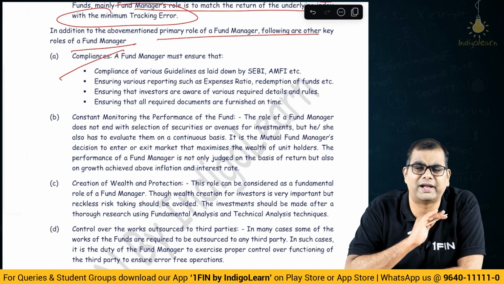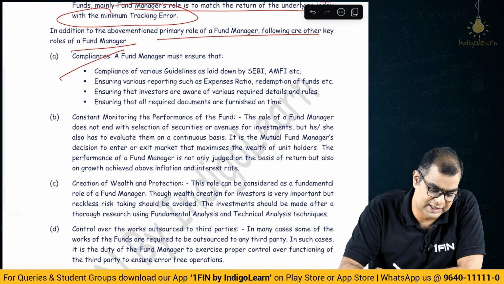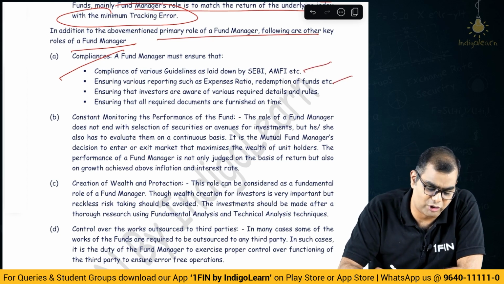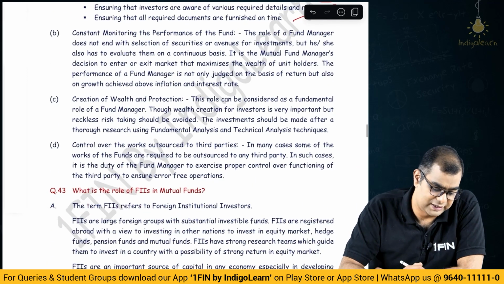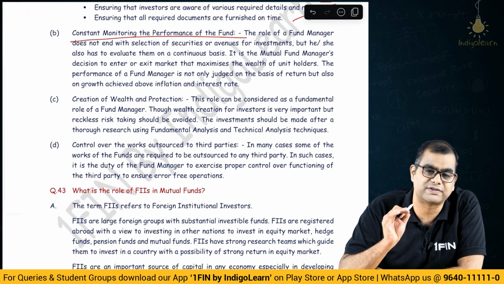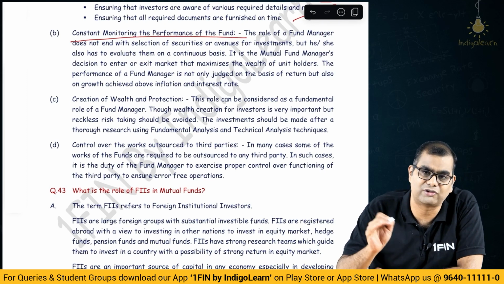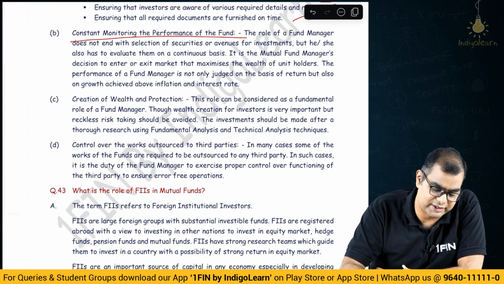Compliances. Mutual fund managers have an enormous number of compliances. It's SEBI, AMFI, then they have reporting of expense ratio, redemptions. They have to make investor awareness. Then they have to ensure that all documents are received on time. Then they have to constantly monitor the performance of the fund. Every day they have to monitor, morning, afternoon, evening. They have to constantly monitor the fund.